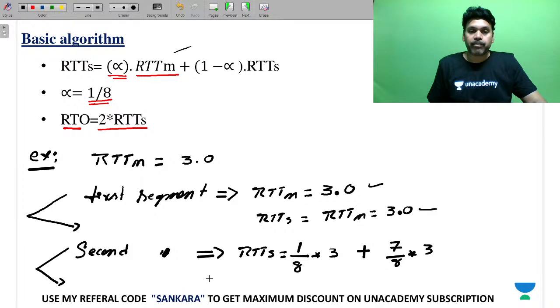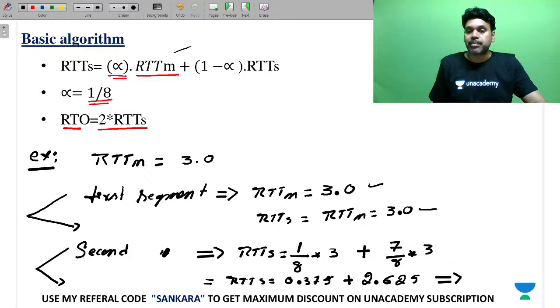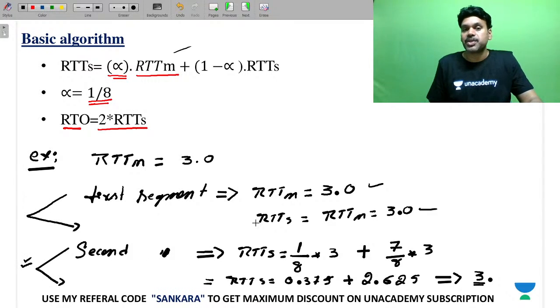So 3 by 8 is 0.375, plus 21 by 8, which is 2.625. If you add them, then you get 3. So this is how it works for the second transmission.